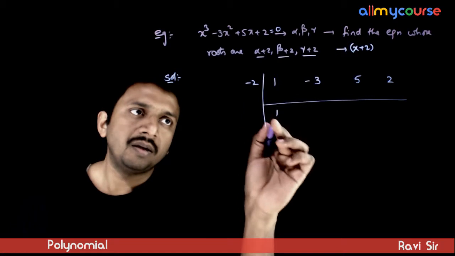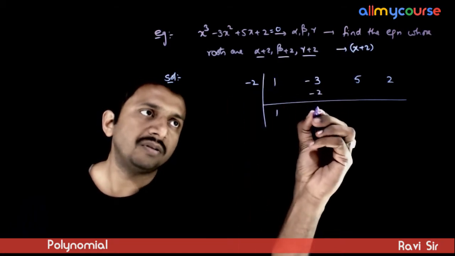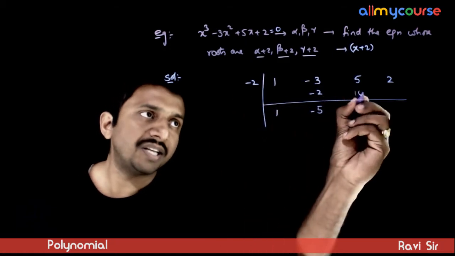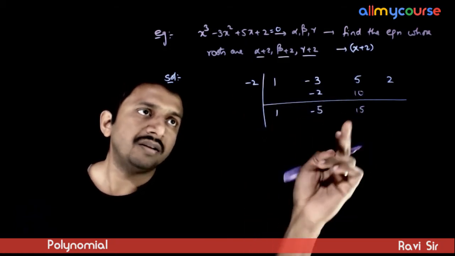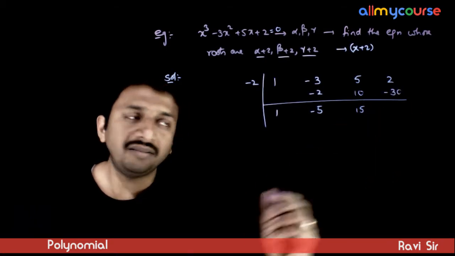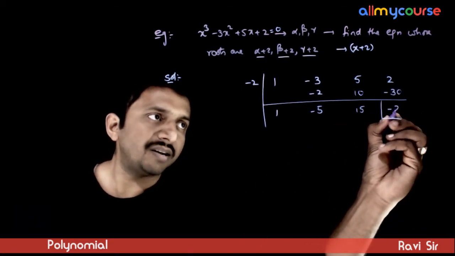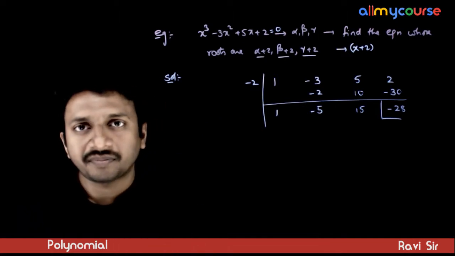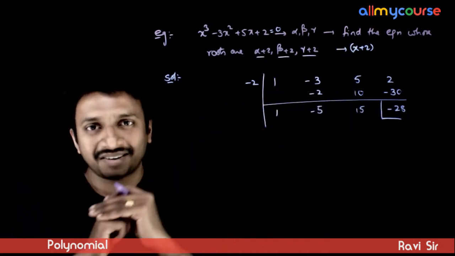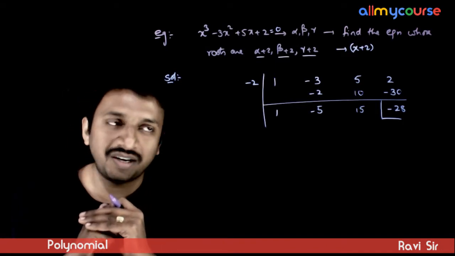So 1 into minus 2 is minus 2. Minus 3 minus 2 is minus 5. Minus 5 into minus 2 is 10. So you get 15. 15 into minus 2 is minus 30. Hence, the first remainder is minus 28. The remainder of the first stage is minus 28. That means the last coefficient is minus 28.